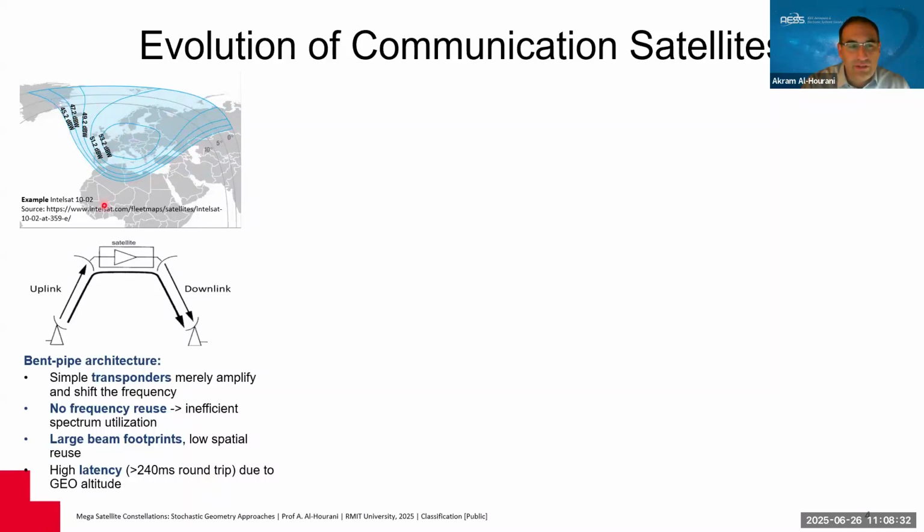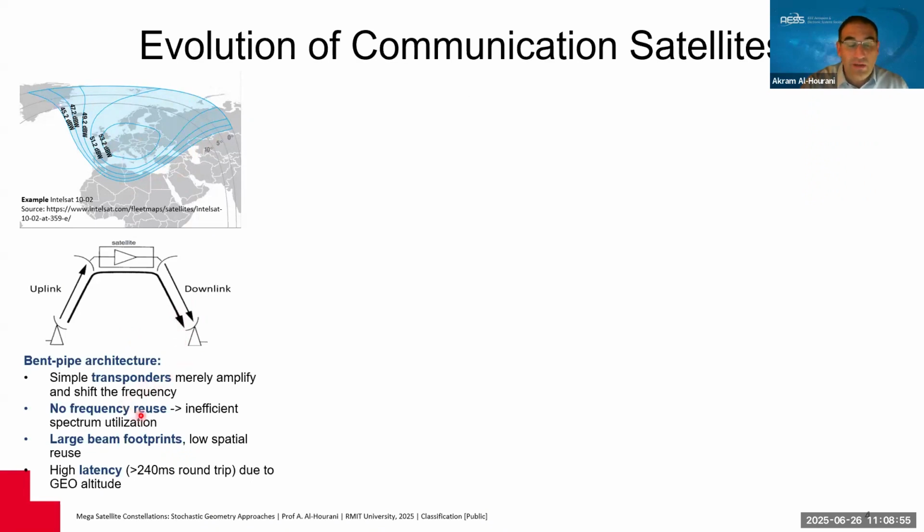If you are anywhere in this region, you transmit to the satellite. This is the transmitter, the uplink. It goes to the satellite. The satellite amplifies the signal, shifts the frequency and transmits it back to the entire region. So basically, if you're using a certain frequency, you're going to occupy the entire patch, or basically entire Europe, with this frequency. So what do we deduce here?